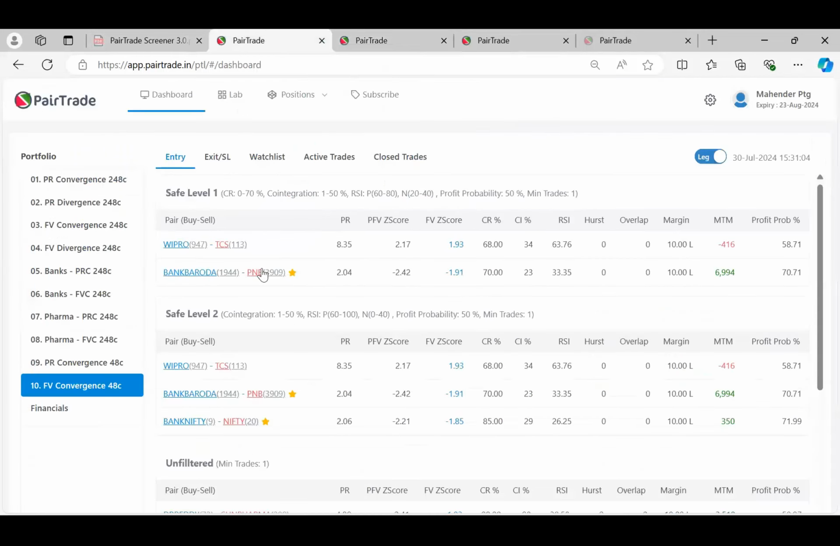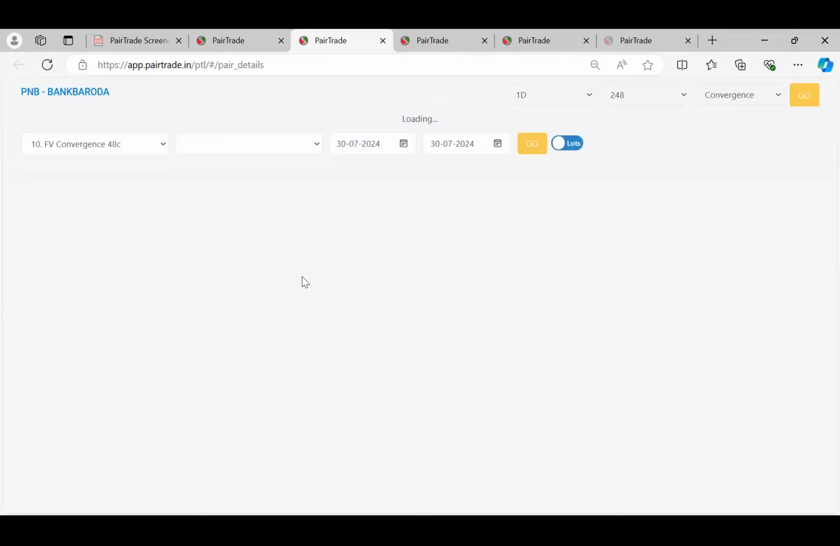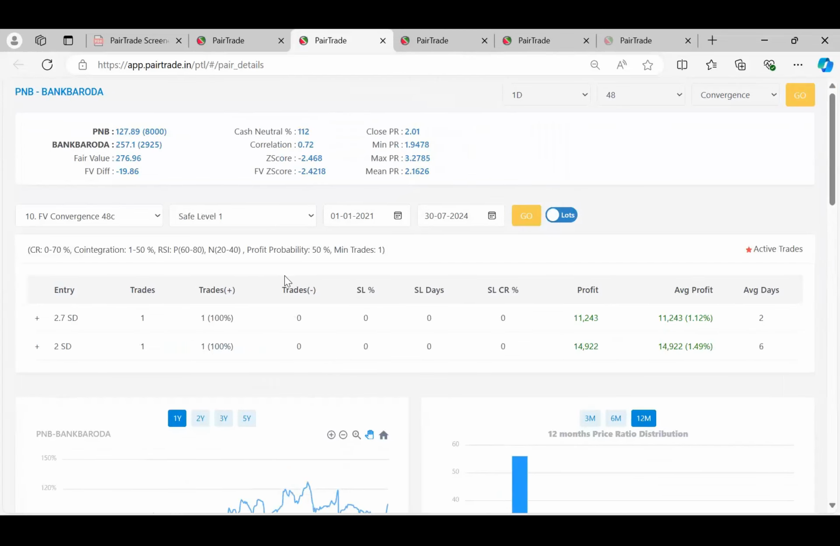Now Bank of Baroda and PNB, it is rated. Click on this and I'll see that at 2 standard deviation, only one trade has come, with positive returns. So you can think through whether to trade or not.